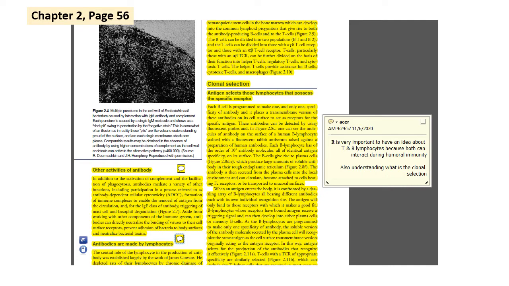Each B cell is programmed to make only one specificity of antibody, and it has membrane receptors on its surface, just like IgD and IgM. These transmembrane immunoglobulins, IgD and IgM, act as receptors for specific antigen. In fact, each cell has 10 to the power 5 antibody molecules on its surface, all of identical antigen specificity.